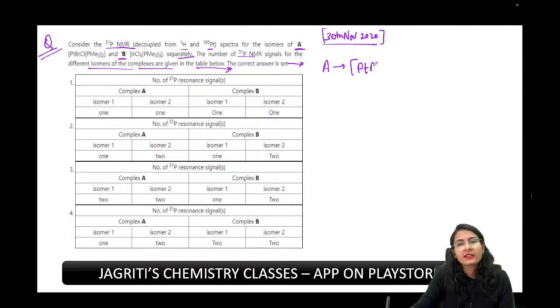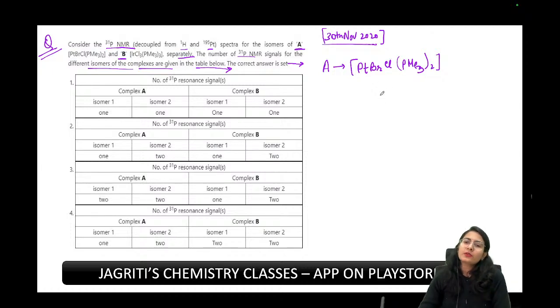Let's say, which complexes is it talking about? PMe3 whole 2. So what is this complex? What could be the geometry of this complex? It could be, let's say, tetrahedral or square planar. Coordination number is 4. But platinum will prefer square planar.